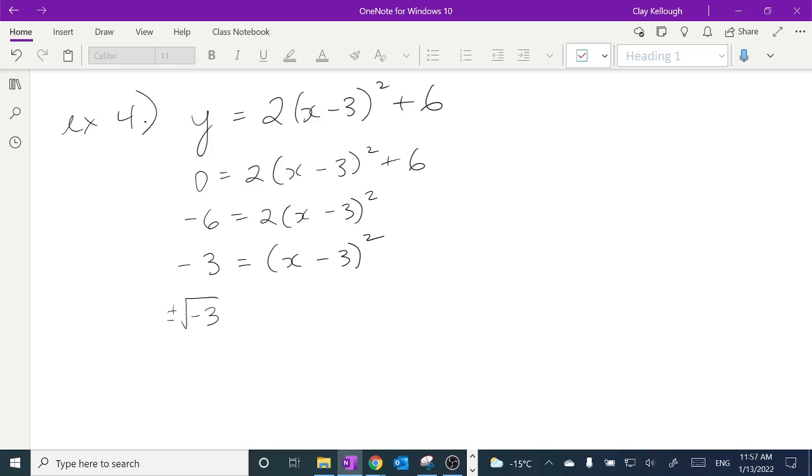What's the square root of -3? What number times itself makes -3? Guess what? There is no number that does that. No real answer. What is that telling us? What is that telling us about this parabola? Any ideas?